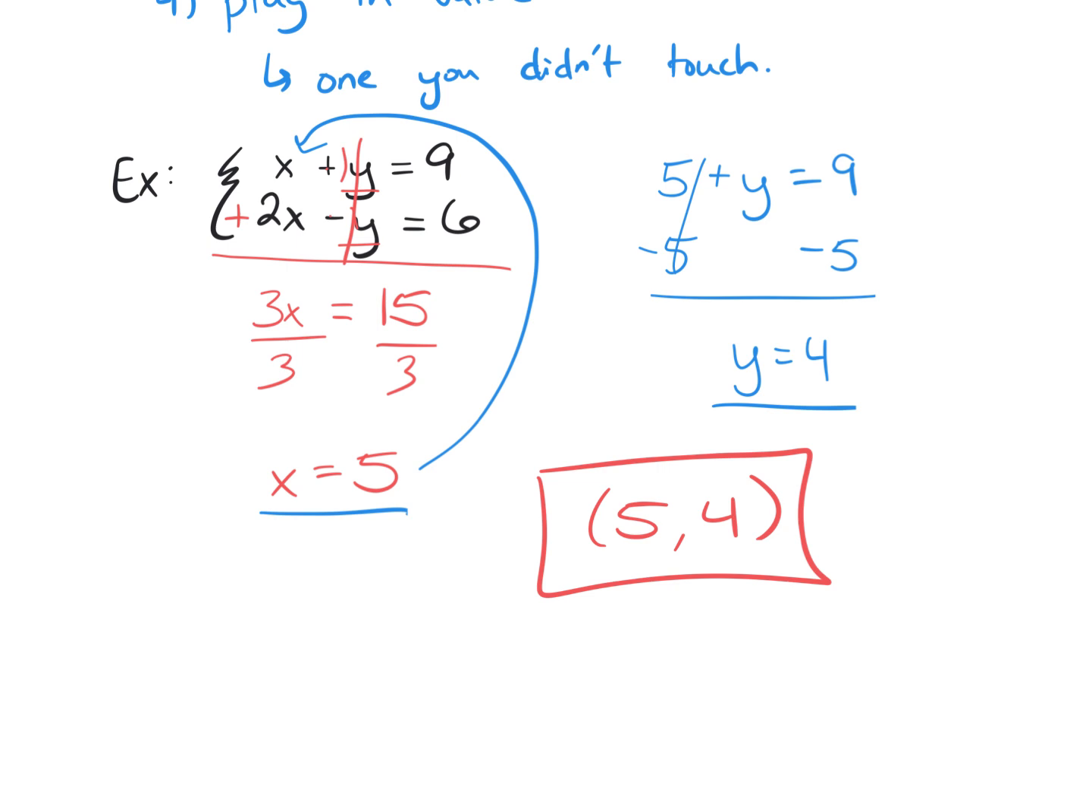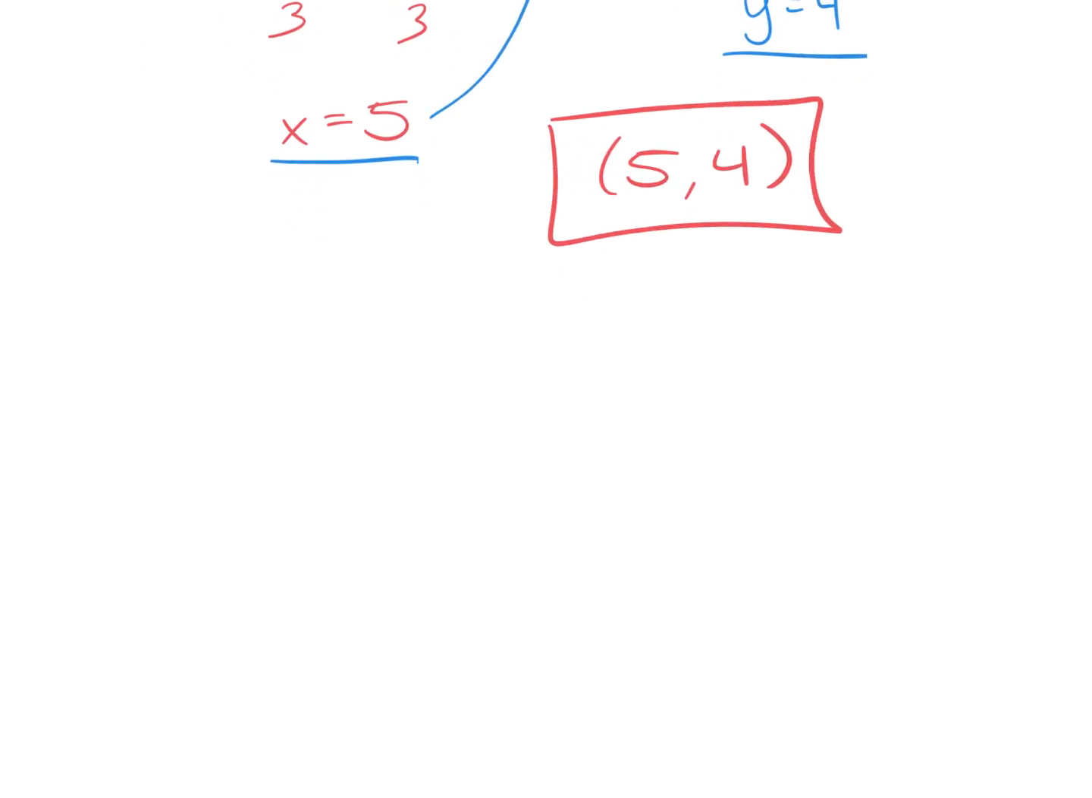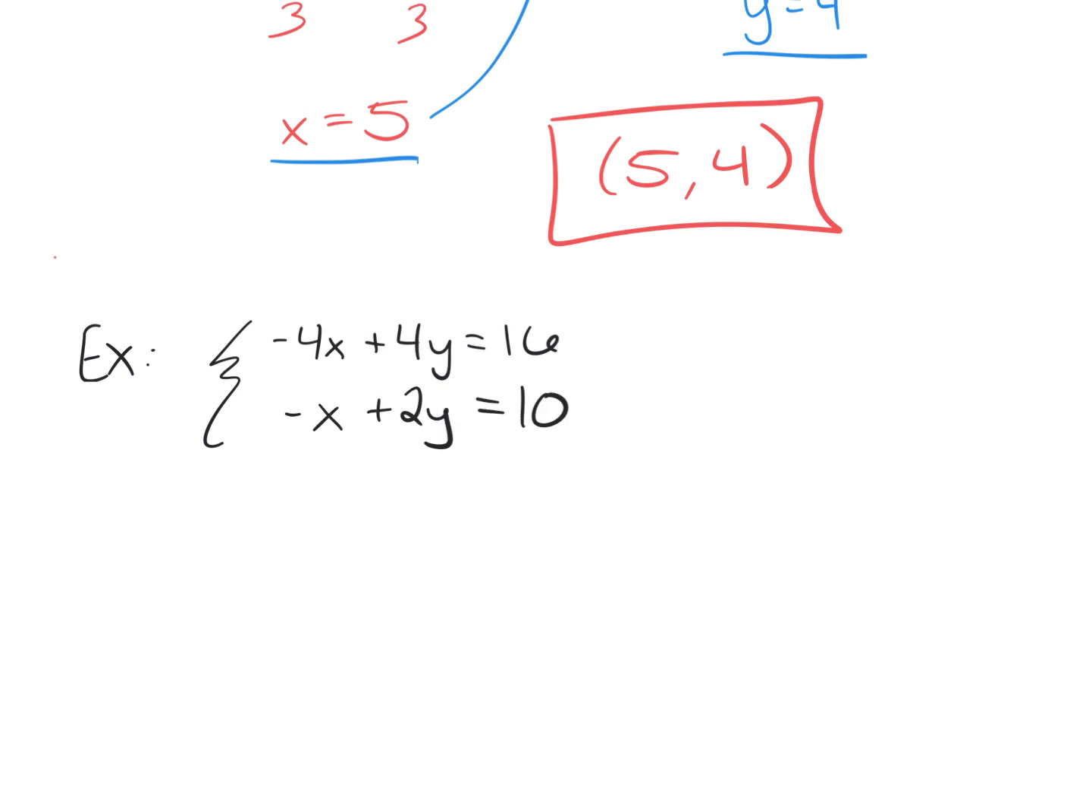Okay? Where it will look a little different. So if I give you another example here. If I have negative 4x plus 4y equals 16, and then I have negative x plus 2y equals 10. What's step 1? What do I want to look for first? Opposites. Are the x's opposites or the same number? No. What about the y's? No. So we don't have opposites.